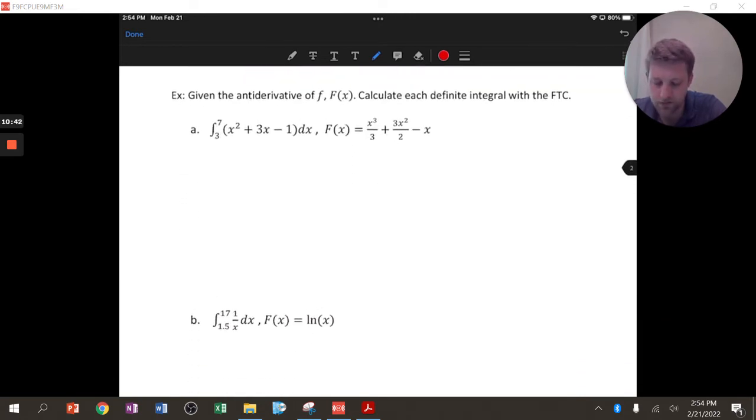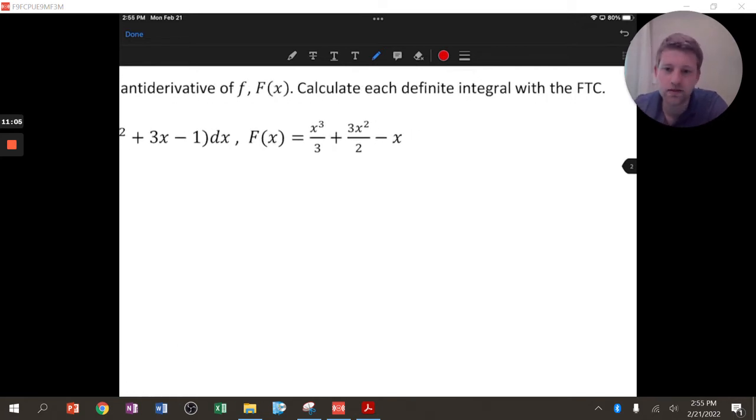So let's consider using this fundamental theorem of calculus with a couple examples. We have the integral from 3 to 7 of x squared plus 3x minus 1 dx, where we are given capital F of x, the antiderivative, on the right. One thing that we could check at this point is, could capital F prime of x be equal to f of x? Well, certainly we can check that.